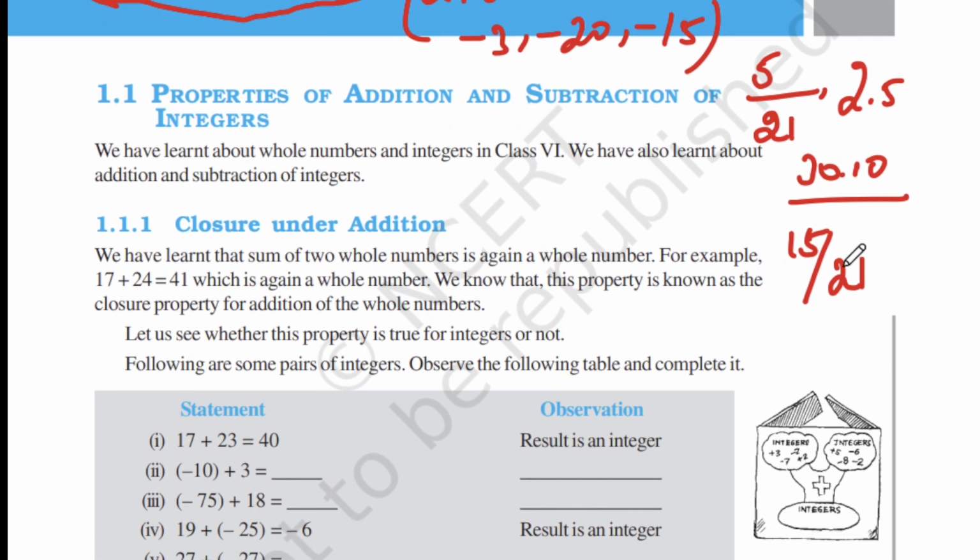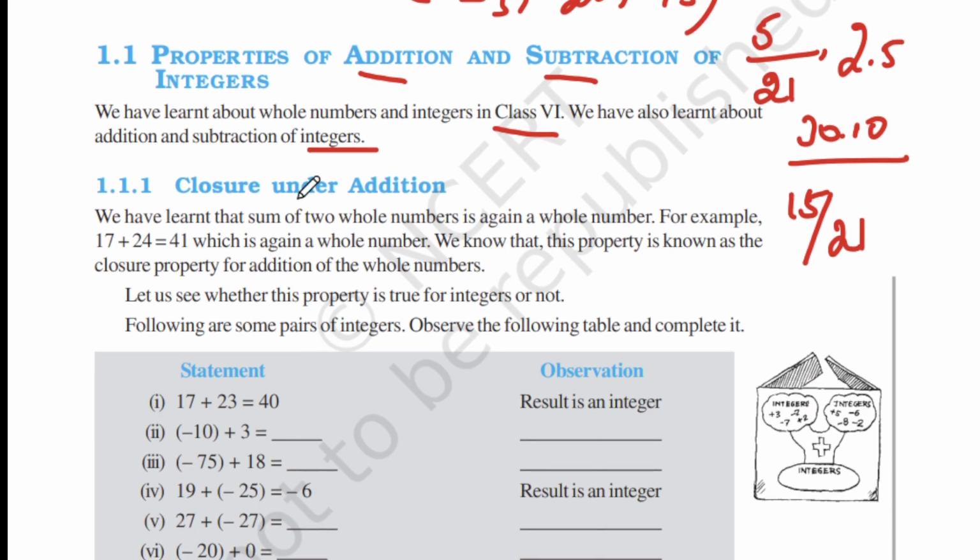So let's see the properties of addition and subtraction of integers. We have learned about whole numbers in class 6, and we also learned about addition and subtraction in integers. So let's see closure under addition. We have learned that the sum of whole numbers is again a whole number. For example, 17 plus 24 is 41. So 41 is a whole number.